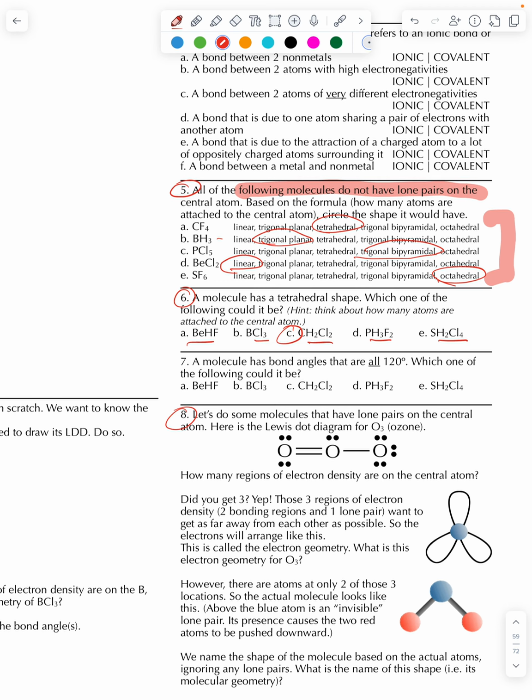So I could reverse the problem. I could say CH2Cl2, I guess it's kind of like this problem here. Which geometry could it be if there are no lone pairs on the carbon? Well, it has to be tetrahedral.